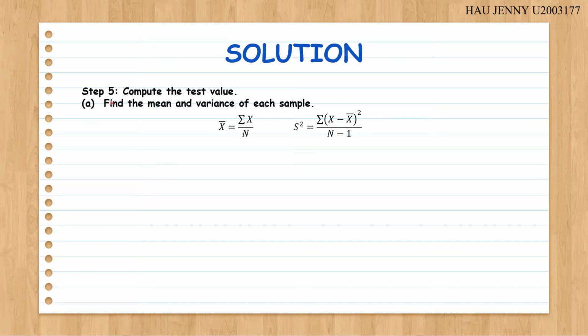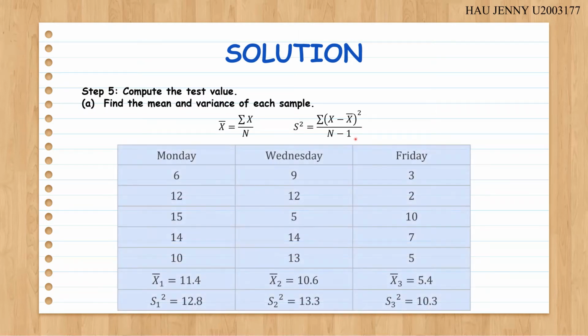Proceeding to step 5, compute the test value. A. Find the mean and variance of each sample. For mean, the formula is x bar equals sum of x divided by n. For variance, it equals the sum of (x minus x bar) squared divided by n minus 1. As you can see from the table, these are the data we got from the question. The mean for Monday is 11.4, Wednesday is 10.6, Friday is 5.4. Whereas for variance, Monday is 12.8, Wednesday is 13.3, Friday is 10.3.